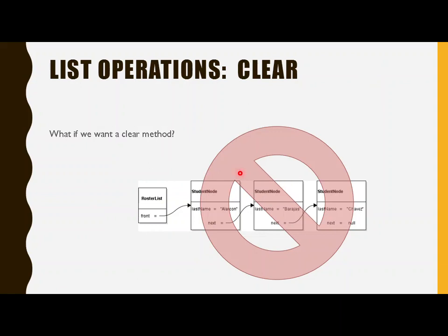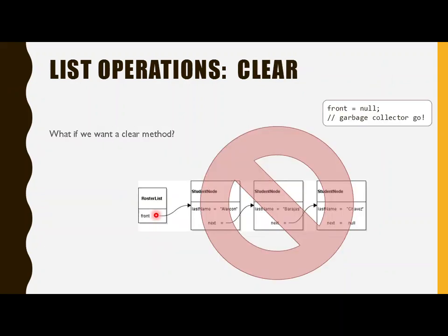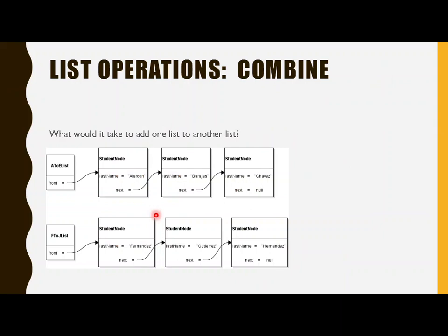Now, how about an easy one? What if I want to clear the list? Well, that's super easy. Front equals null, right? That's it. Because you make front null, everything else goes away. The garbage collector does its thing, and it's a go after that. Again, these things become easier and easier as you think about them.